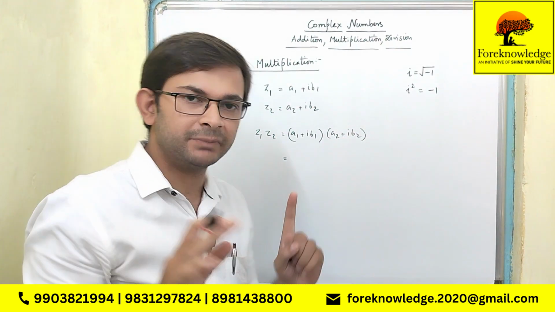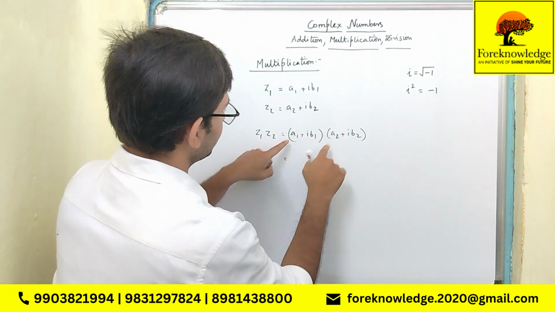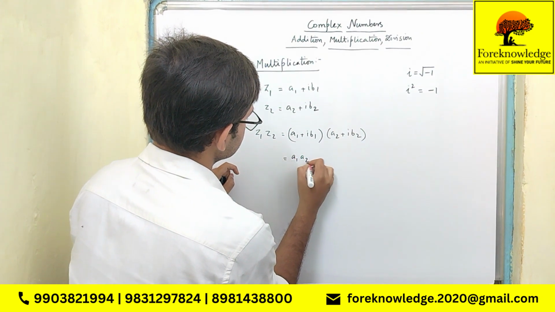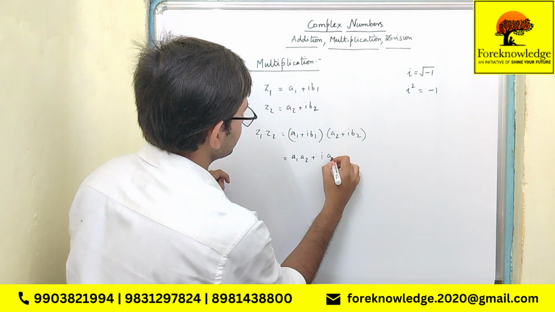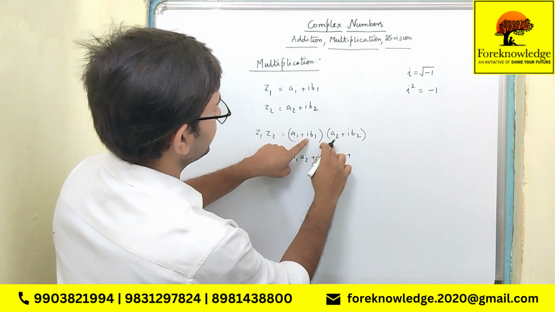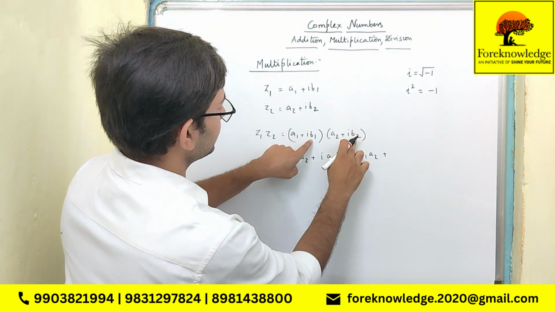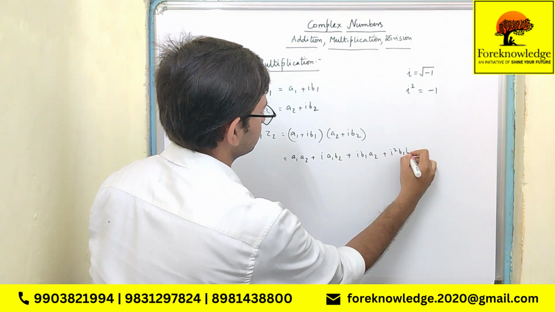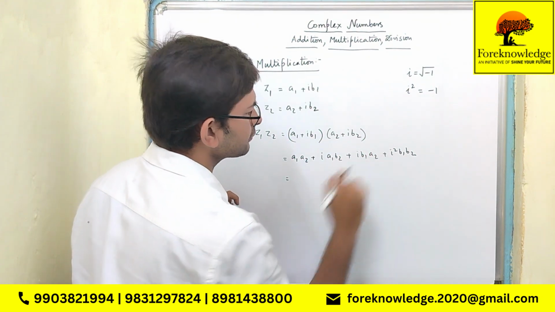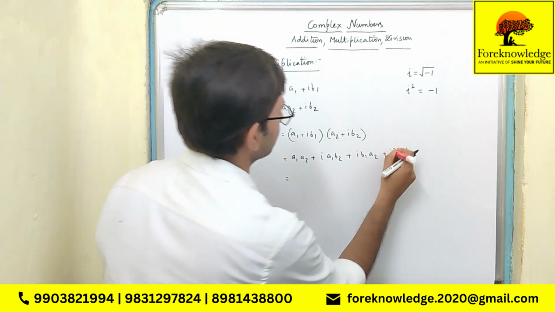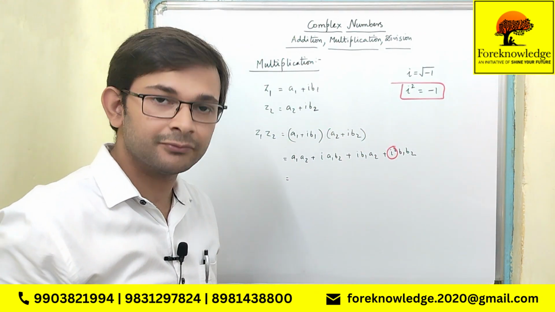Simple multiplication. First, do the simple multiplication. That means a1 into a2, plus a1 times ib2, that means i times a1 b2, plus i times b1 into a2, plus i square b1 b2. Very simple, right? Now, what is i square? I square is nothing but minus 1. This is becoming a real number.